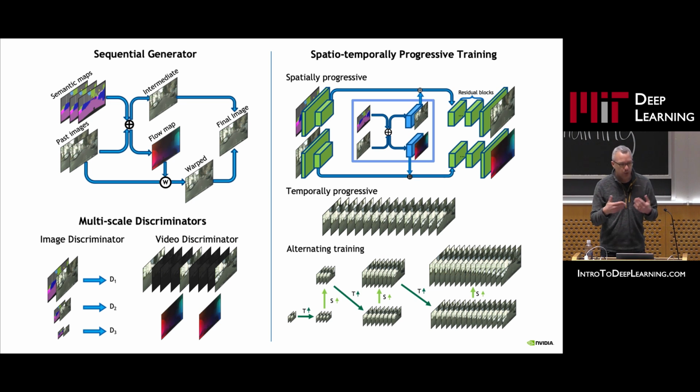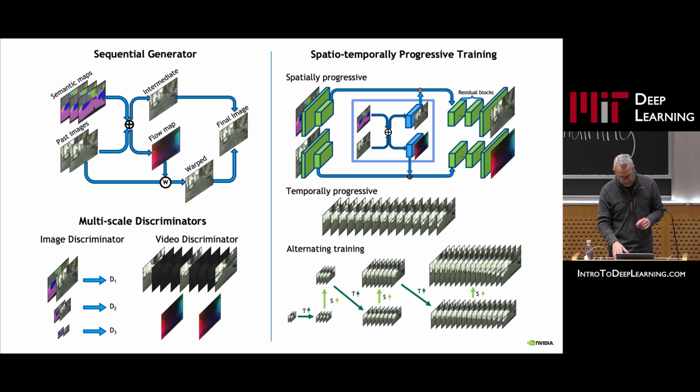The training, we still do it progressively, but we don't just do low resolution first, then high resolution. We do it low resolution to high resolution, as well as temporally, we do smaller temporal time steps, and then larger ones. So we do it spatio-temporally progressive, and then we alternate between space and time when we train.